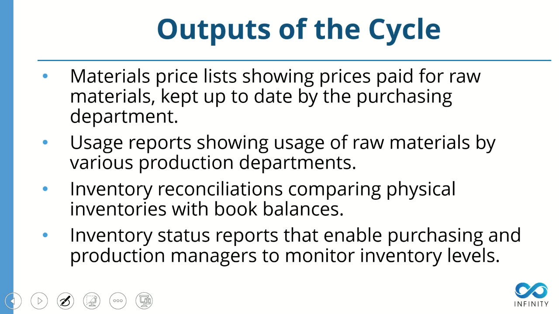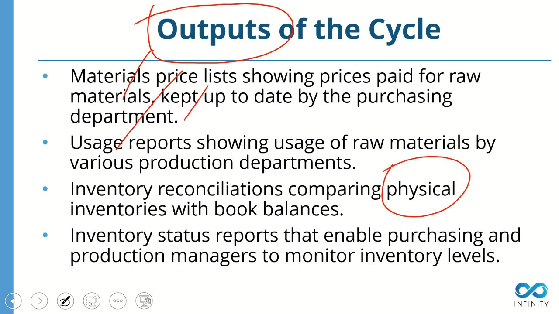If you use an AIS for your production, you will have certain output that you can retrieve. A material price list showing prices paid for raw materials, kept up to date by the purchasing department. So how much you are paying for the raw materials and how you are using those raw materials by various departments. Also you can compare what inventory is shown in the system and how much you physically have, and what the discrepancies are.